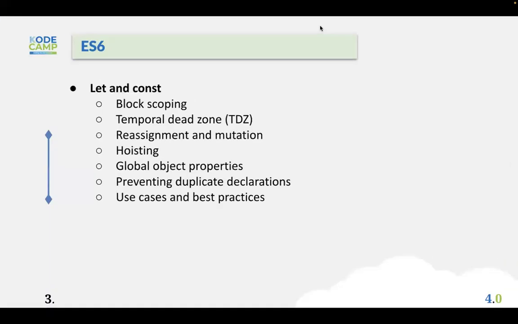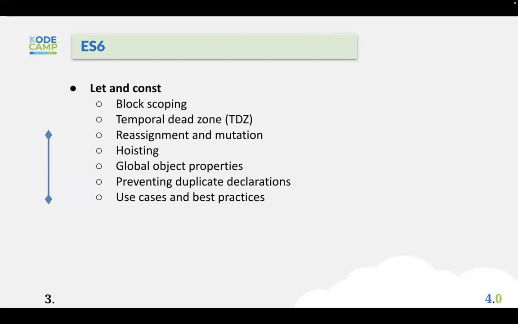Then variable declaration with var. For variables declared with var, only the declaration is hoisted, not the initialization. So this means the variable exists before its declaration in the code, but its value is initially undefined. That is the reason why in our previous code that we wrote, we first of all got undefined and later got the actual value.